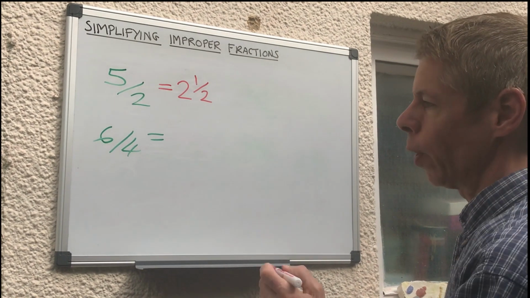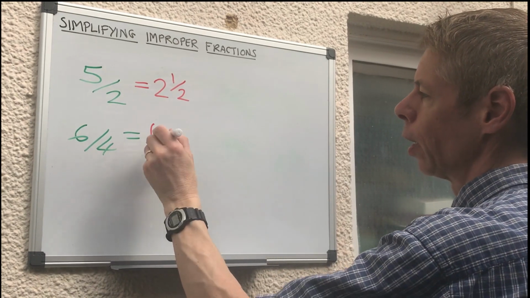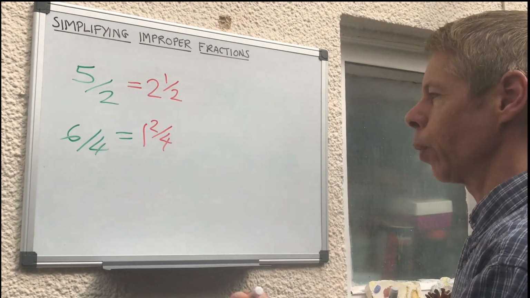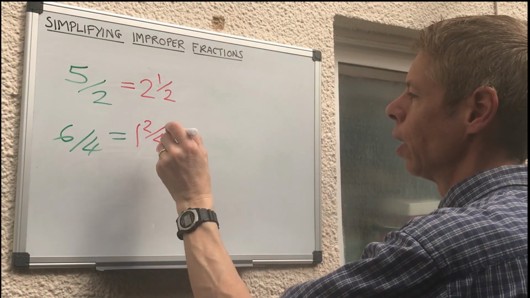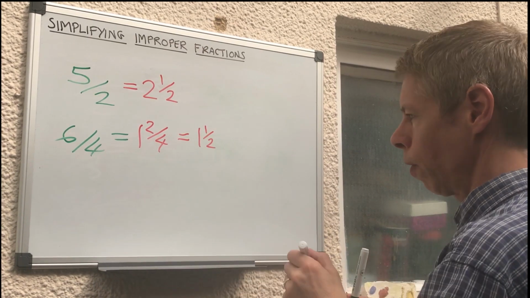Hopefully you've done that one now. How many 4's in 6? The answer is 1. The remainder is 2. Now, you can see we've got 1 2/4. So hopefully you're all shouting at the video now for the fact that you can simplify 2/4 into 1/2.